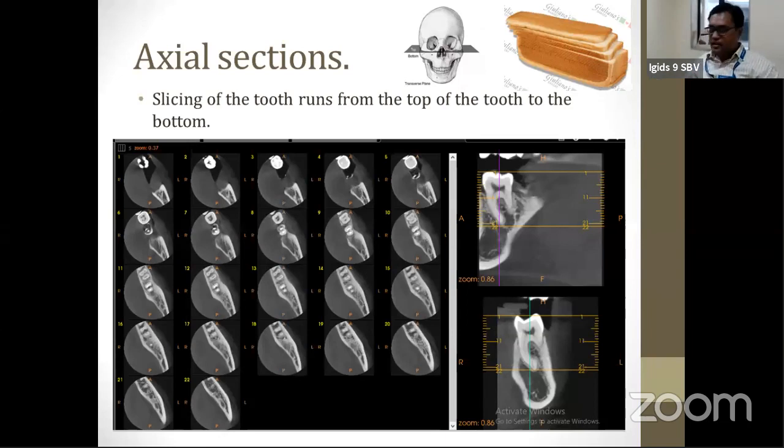The axial section again. So in the axial section, I have already told you that it runs from the apex to the crown, or from the crown to the apex, right? These horizontal slices. So I told you how you can interpret them from top to bottom, right?